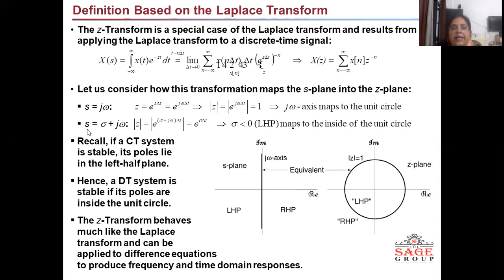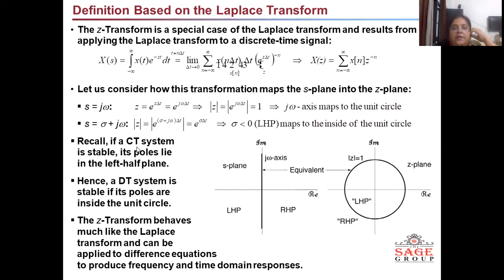Now, as we know, in the Laplace transform s equals sigma plus j omega, where sigma represents the real part and j omega is the imaginary part. So by putting in s here, we are converting this Laplace transform into the Z transform.